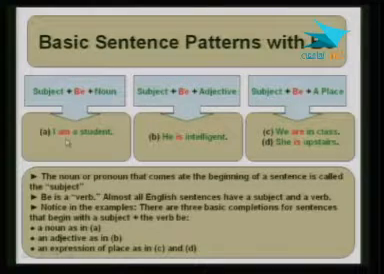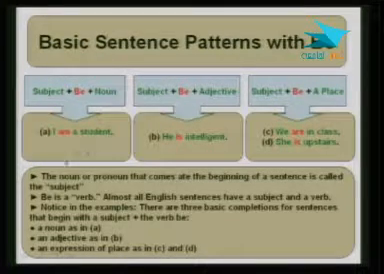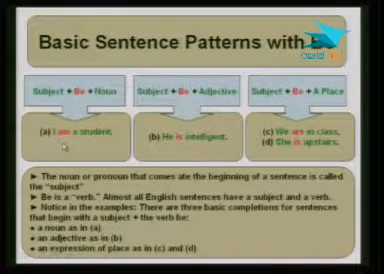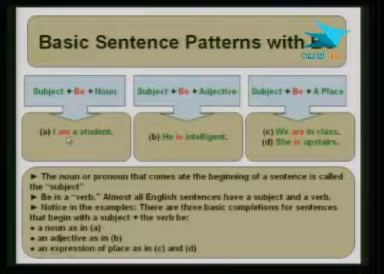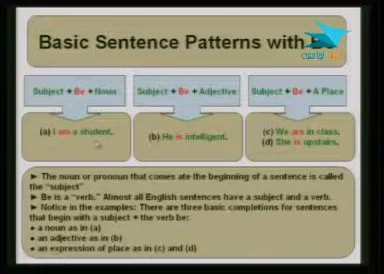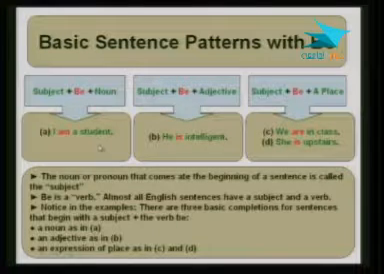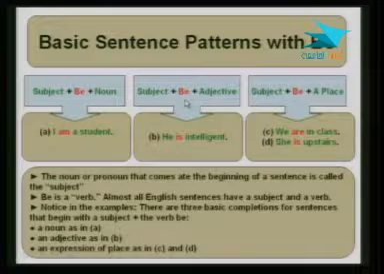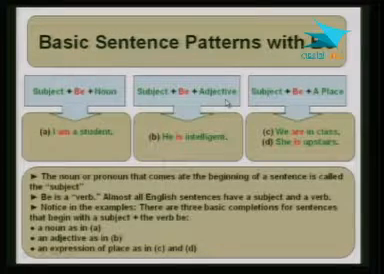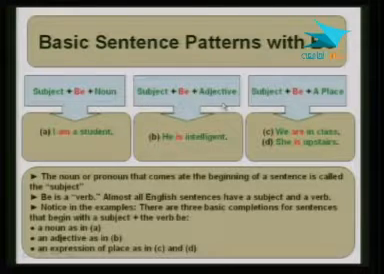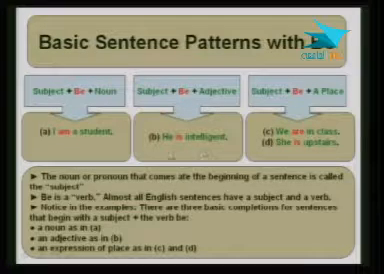It's I am a student. The subject is in green color and the verb be is in red, am, and the complement, the rest of the sentence, is a student. The second pattern is subject, verb be, and adjective. Remember, we have discussed the use of be with adjectives in a previous session.